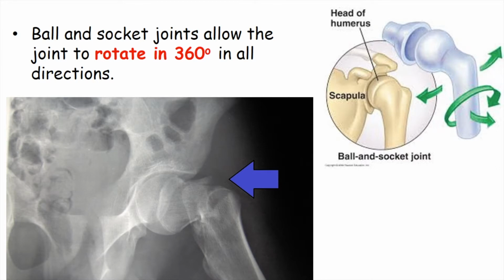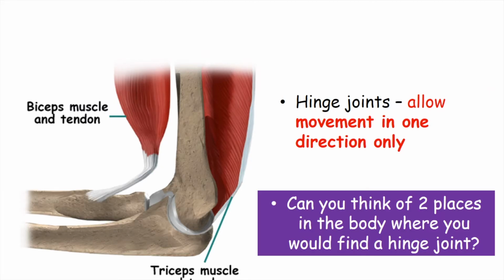The next type of joint is the ball and socket joint. Ball and socket joints allow the joint to rotate in 360 degrees in all directions. An example would be in your shoulders and your hips. Hinge joints allow movement in one direction only. Can you think of 2 places in your body where you will find a hinge joint?